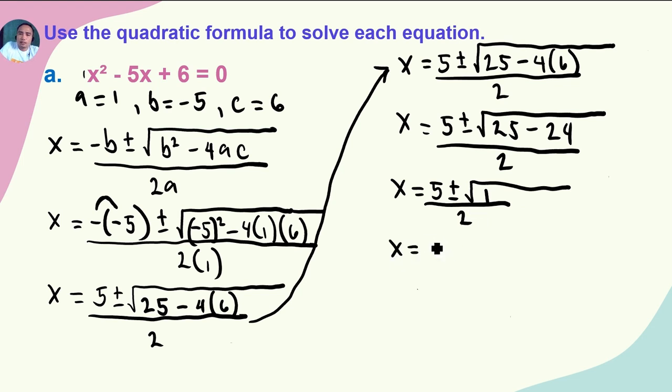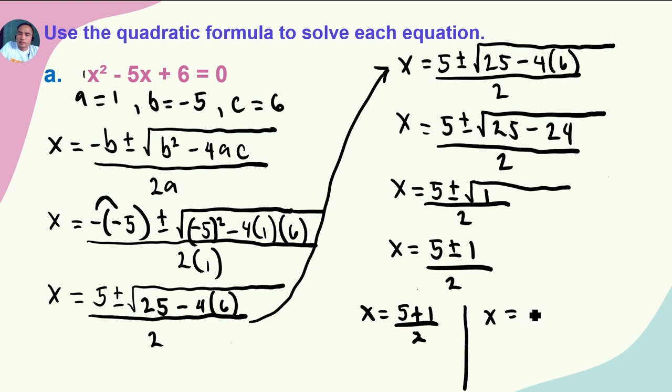Then x equals 5 plus or minus the square root of 1, which is 1, or positive and negative 1, all over 2. Now we can separate the two signs, the plus and the minus. So we have x equals 5 plus 1 all over 2, and the other one is x equals 5 minus 1 all over 2. Let's evaluate this first: x equals 5 plus 1 is 6, divided by 2 is equal to 3.